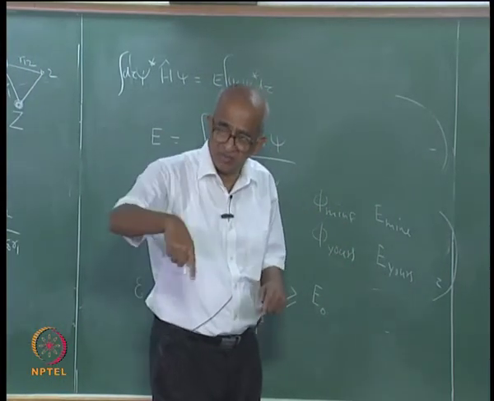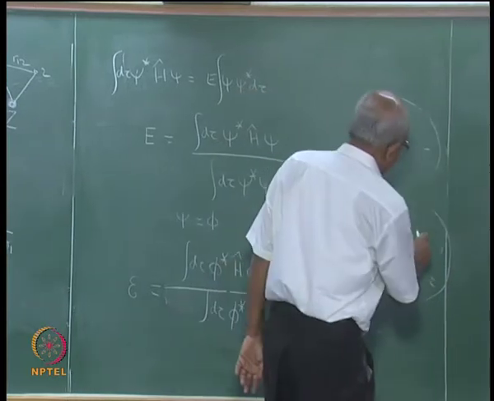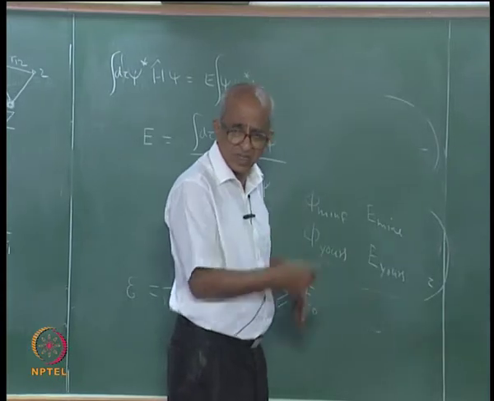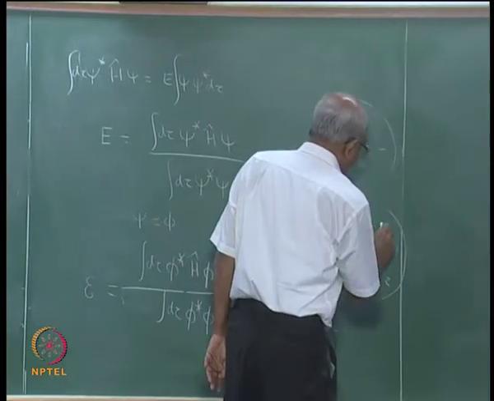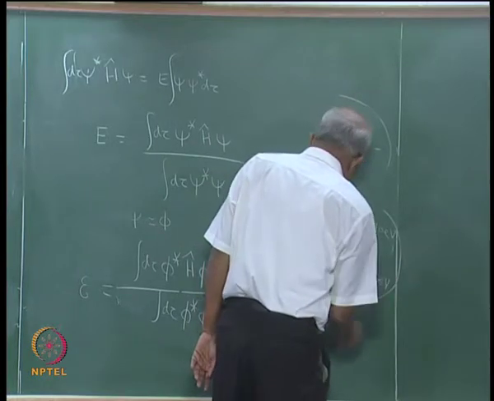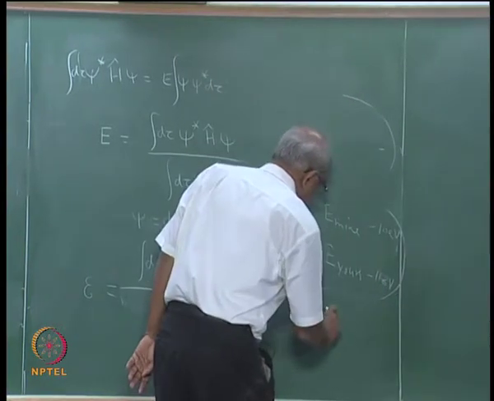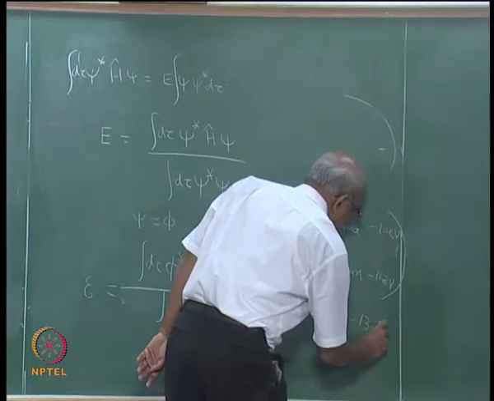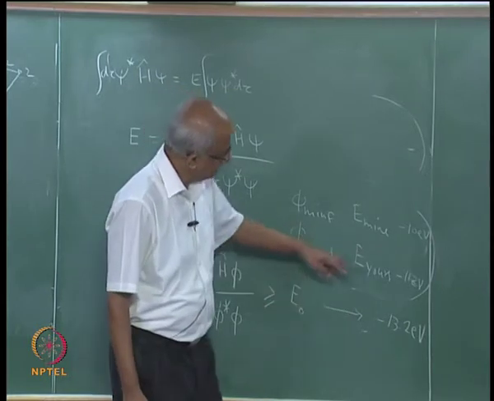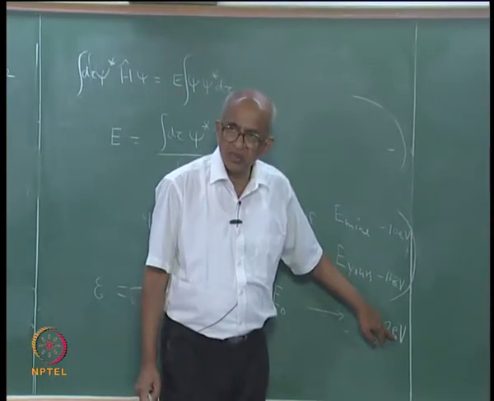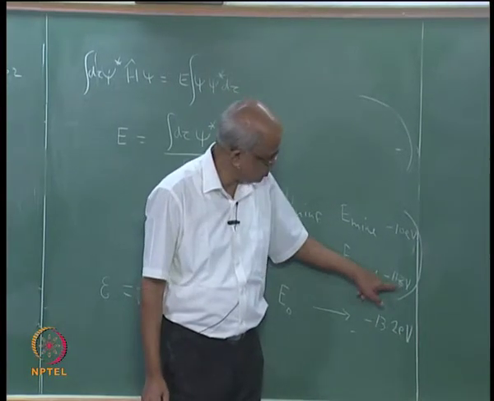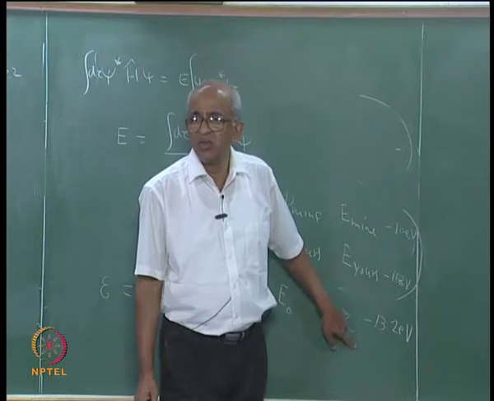So, as an example, let us say I am doing a calculation for hydrogen atom, and suppose this comes out to be minus 10 electron volts, and this comes out to be minus 11 electron volts, whereas the actual ground state energy of the hydrogen atom is minus 13.2 electron volts. So, you can see what has happened, both of them are greater than minus 13.2, but the one that is lower, which is minus 11 electron volts, is the better approximation.